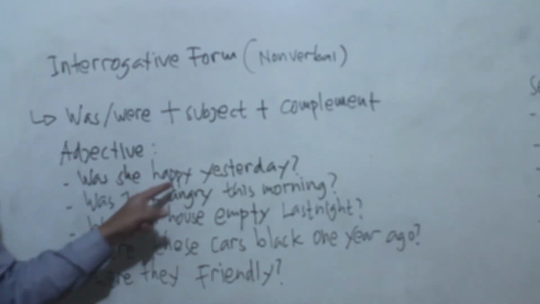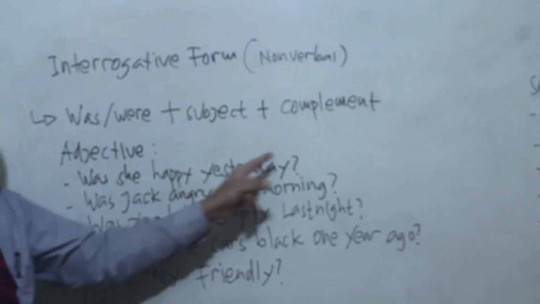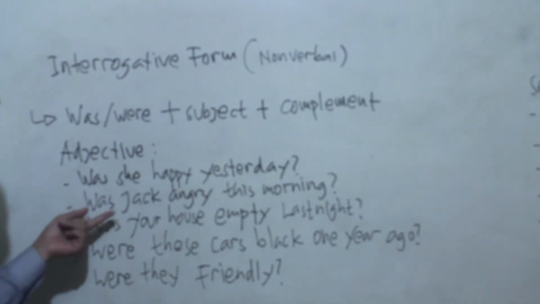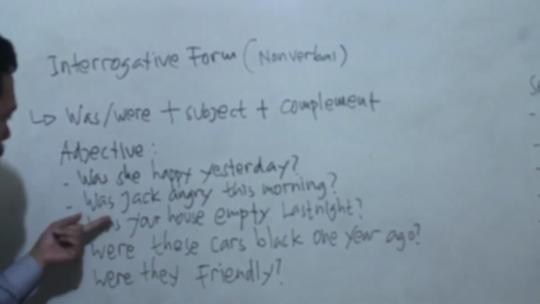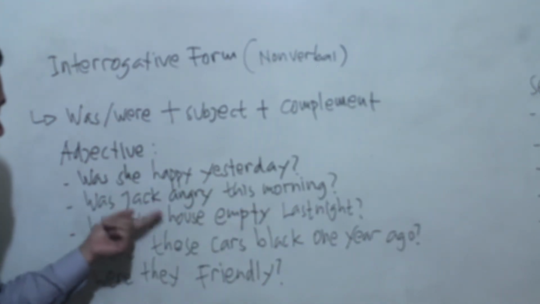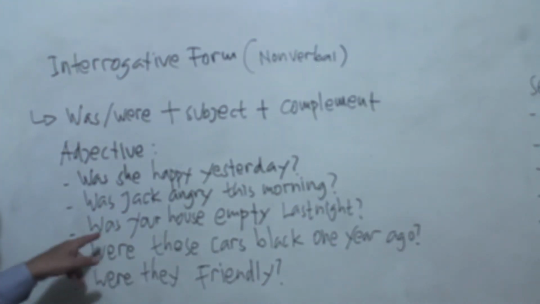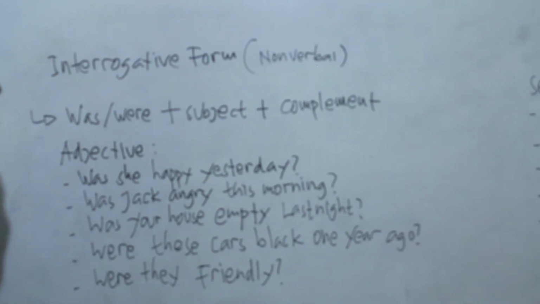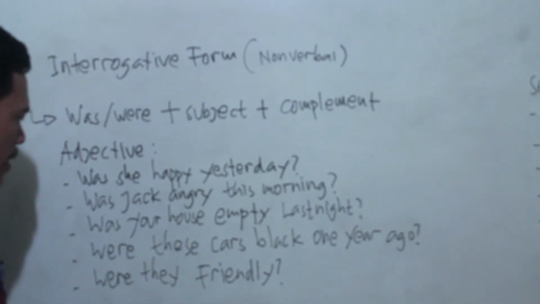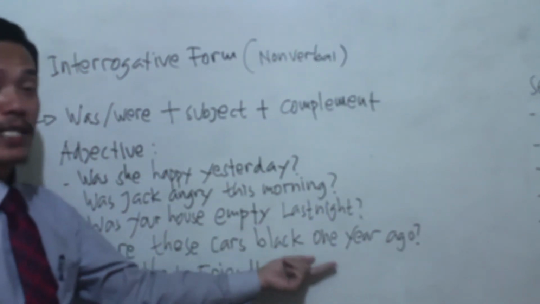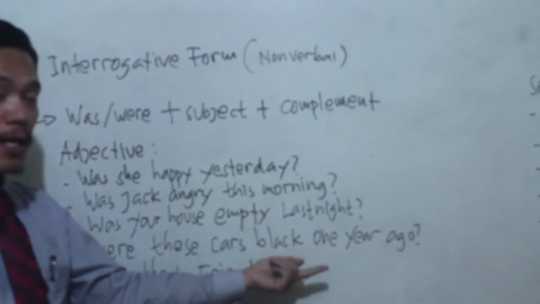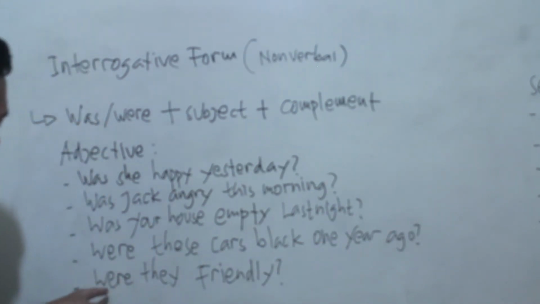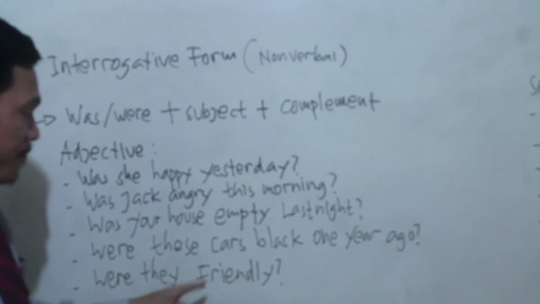Let's look at these examples. The first example is, was she happy yesterday? Apakah dia bahagia kemarin? Number 2, was Jack angry this morning? Apakah Jack marah tadi pagi? Next, was your house empty last night? Apakah rumahmu kosong semalam? Next, were these cars black 1 year ago? Apakah mobil ini berwarna hitam 1 tahun yang lalu? Next, were they friendly? Apakah mereka ramah?